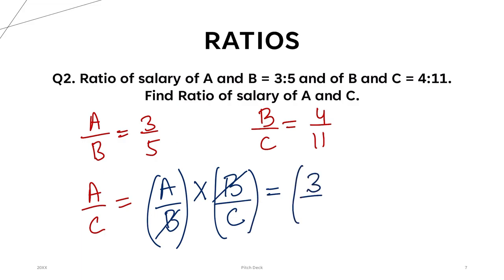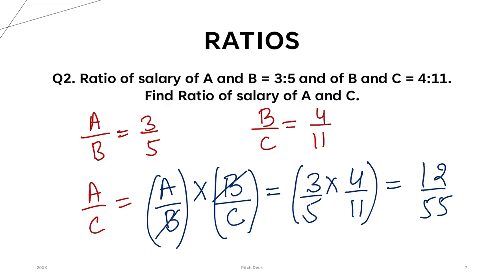What is A by B? 3 by 5. What is B by C? 4 by 11. So, if you solve this, you will get 12 by 55. That is the ratio of A by C. I hope this is clear.